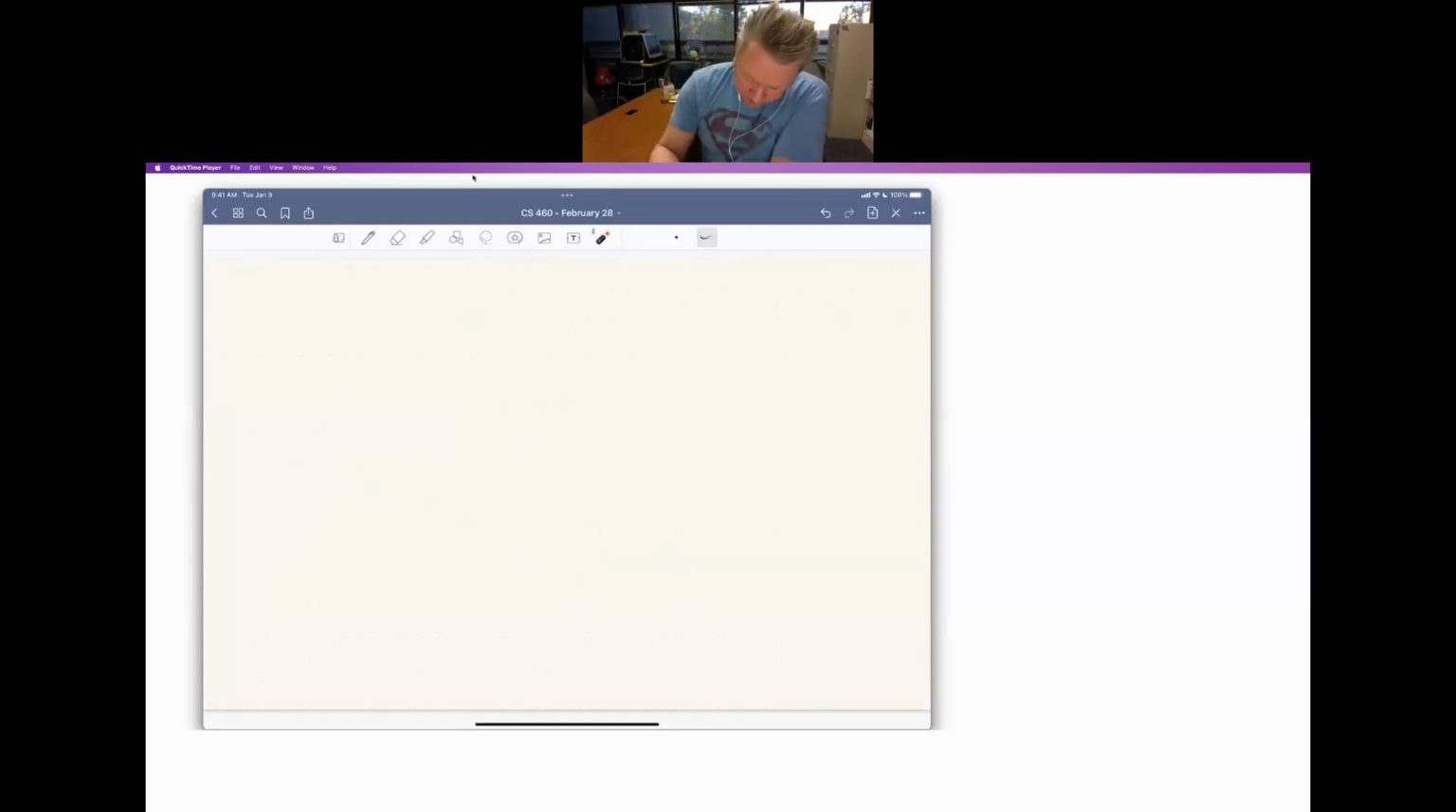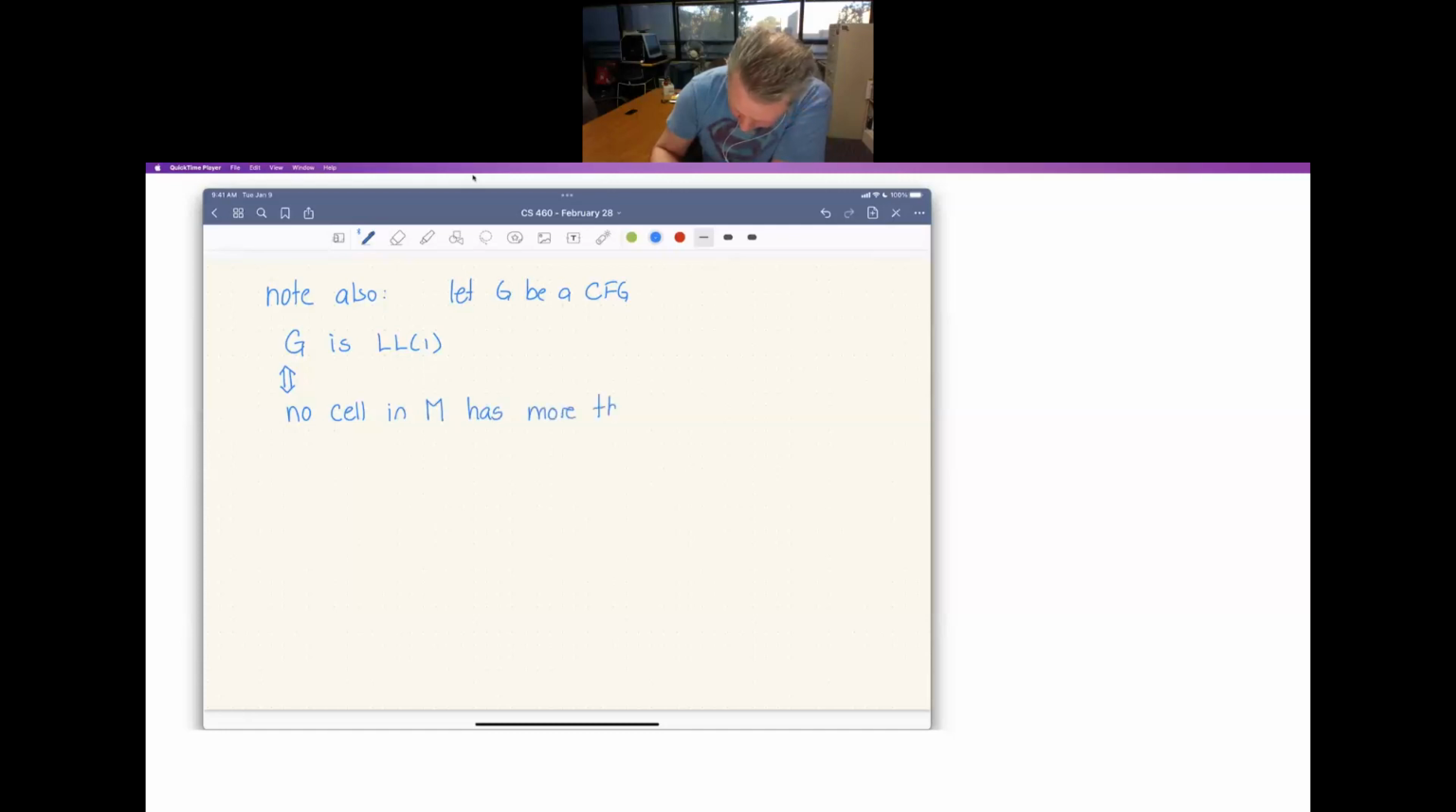So note also that, let's say, let G be a context-free grammar. Would you all agree with me that G is LL1 if and only if no cell in M has more than one entry?